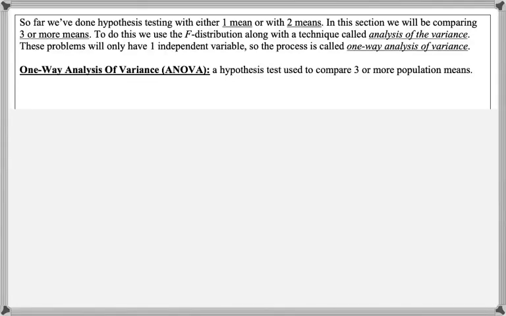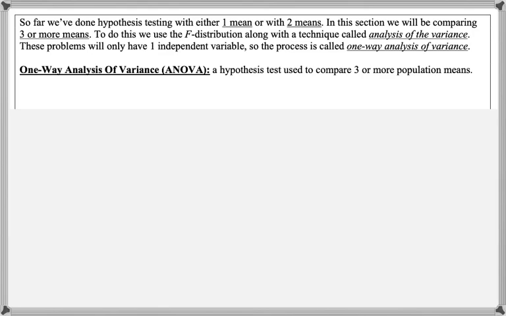So far, we've done hypothesis testing with either one mean or with two means. In this section, we will be comparing three or more means. To do this, we use the F distribution along with a technique called analysis of variance. Now, these problems will only have one independent variable, so the process is called one-way analysis of variance.